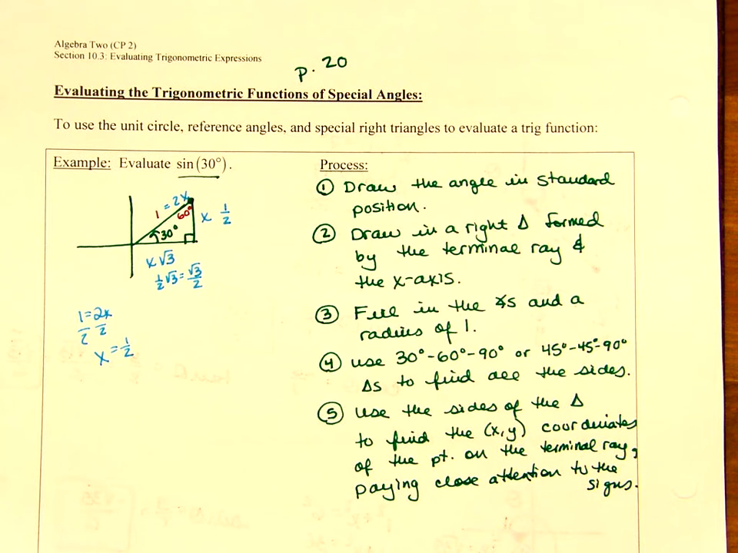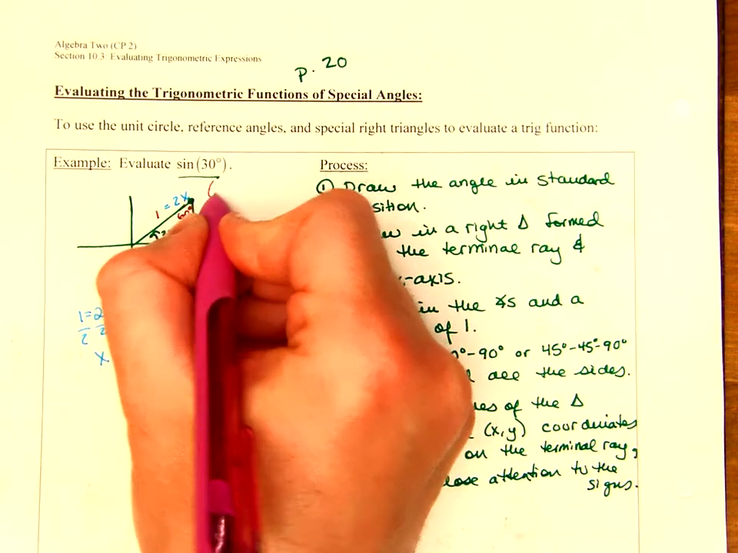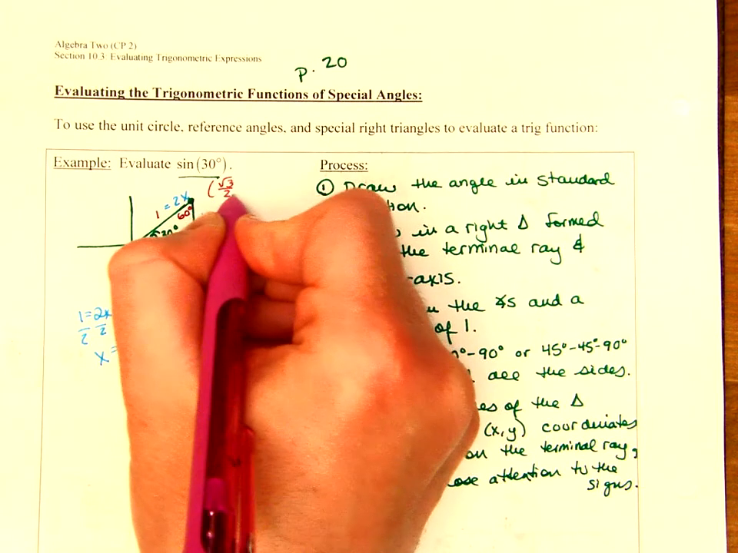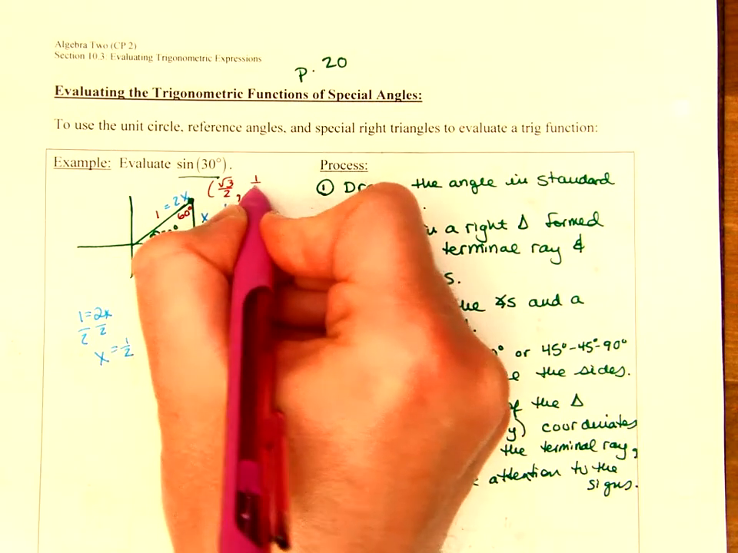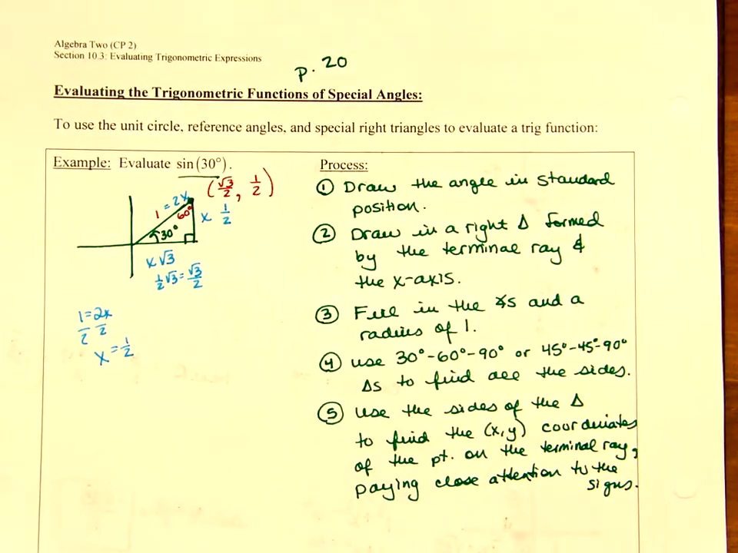So I need to find the coordinates of this point over here. Well, horizontally, I went over root 3 over 2. Vertically, I went up a half. Both are positive because I'm in quadrant 1, but if I was in a different quadrant, I'd have some different combinations of positives and negatives there.